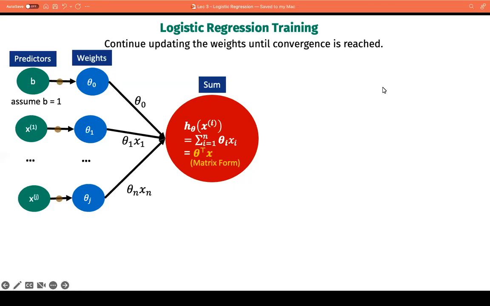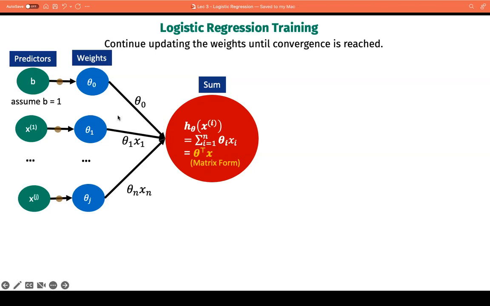Good day, everyone. In this video, we are going to talk about how to train logistic regression. So, logistic regression is an iterative process wherein we continue updating the weights until some convergence is reached or until some iteration is reached.